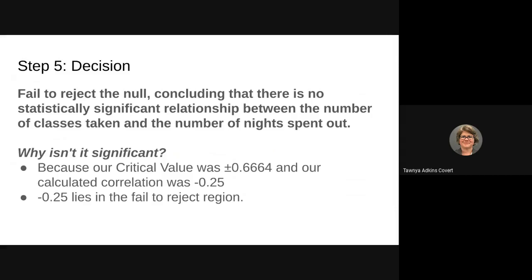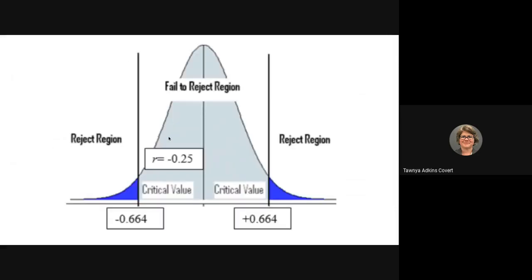Our decision is going to be to fail to reject the null. And we're going to conclude that there is no statistically significant relationship between the number of classes taken and the number of nights spent out. Maybe that's a little bit surprising. We would expect there to be a relationship, but given our data, given the sample that we have, the relationship was not statistically significant. So not big enough to be important, if you remember that language from before.